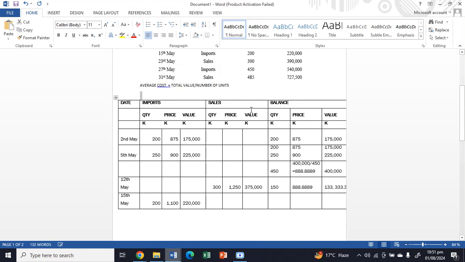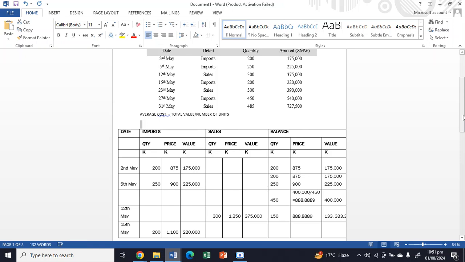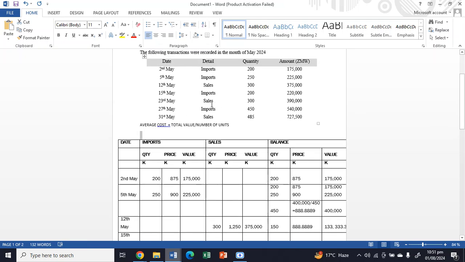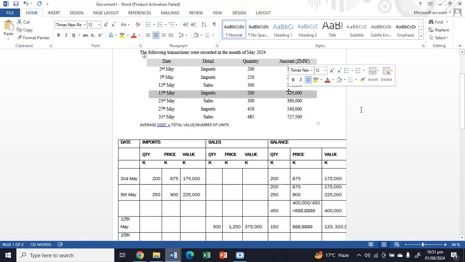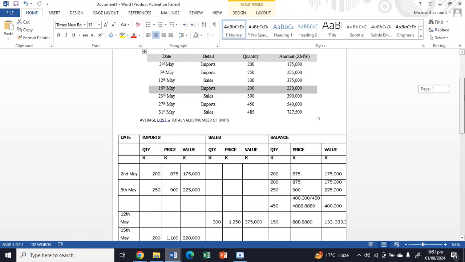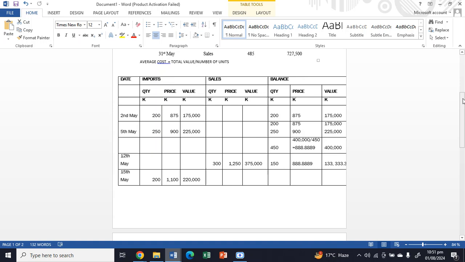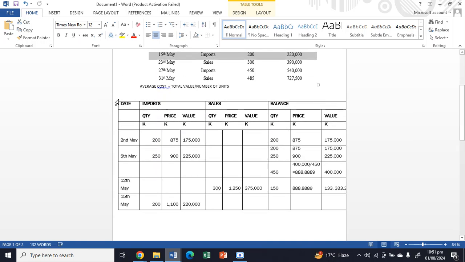Okay, we go to our next transaction. 15th May, we bought 200 goods. For them we paid a total of 220,000. So we come to our table here. We just move our table down.